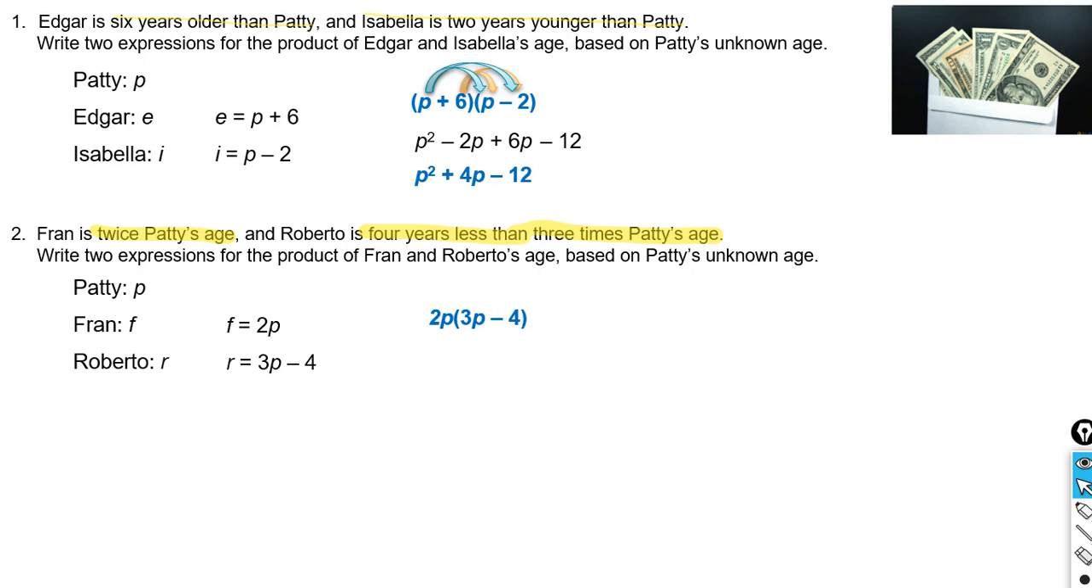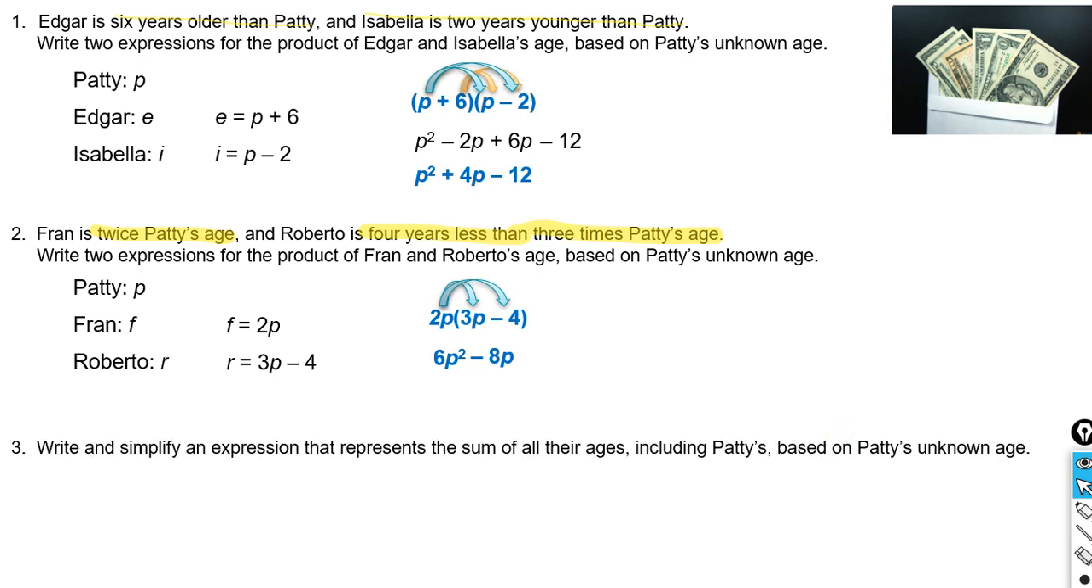So here's one expression. We're multiplying those two together. And then when we simplify, we'll get a second expression. We're going to use the distributive property again. 2p times 3p is 6p squared, and 2p times negative 4 is negative 8p.